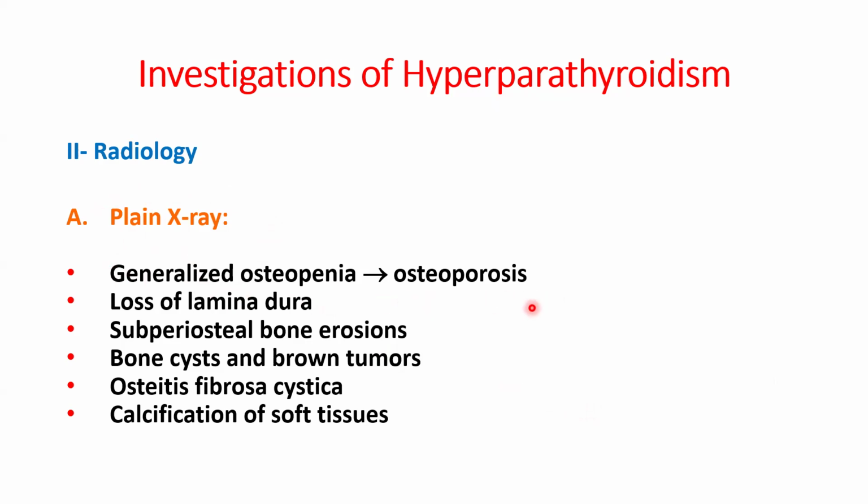I'm going to show you pictures. Loss of lamina dura. I'm going to show you again a picture. Subperiosteal bone erosions, typical. Bone cysts and brown tumors, very important. Osteitis fibrosa cystica. This is seen mainly in secondary hyperparathyroidism, in secondary and tertiary, and calcification of soft tissues.